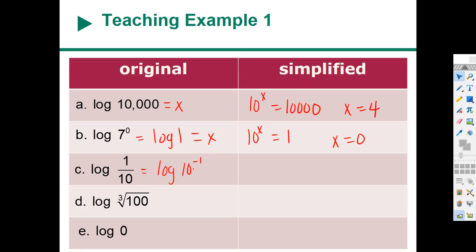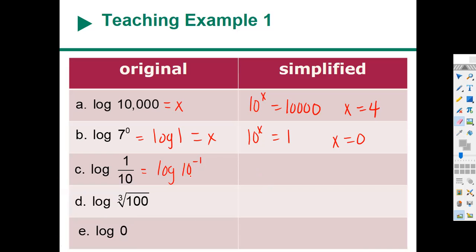So when I rewrite this, I already know that my base is 10. Let me rewrite it. That's not the real eraser, fake eraser. I'm going to go back a slide for you here in a second.